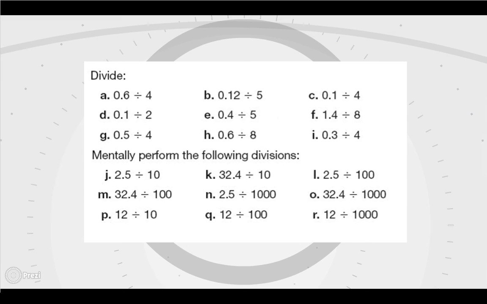With these ones, remember to use a division bar, and then add the zeros in until you do not have a remainder. For these ones down here, you're just going to mentally perform them by moving the decimal point over to the left. This one, we have a 10 here. How many zeros do we have? We have 1. That tells me I need to move it over 1 decimal space, from here to here. So our answer for letter J is 0.25.